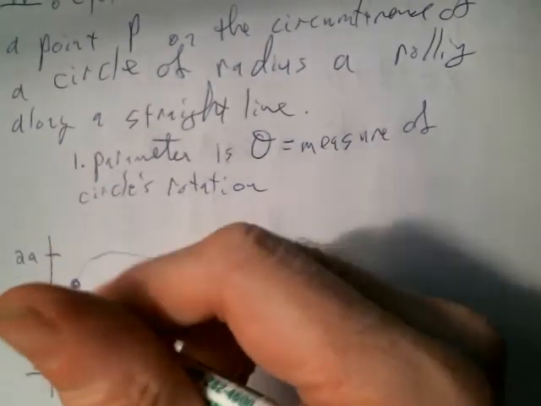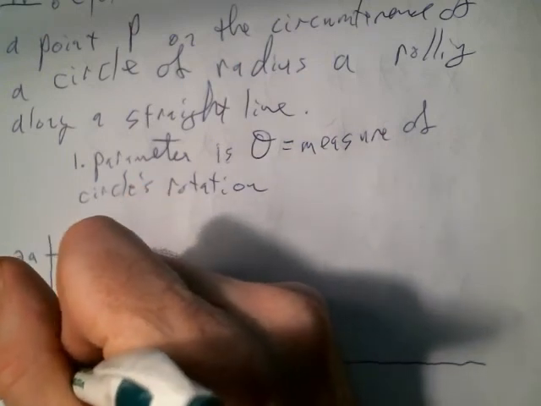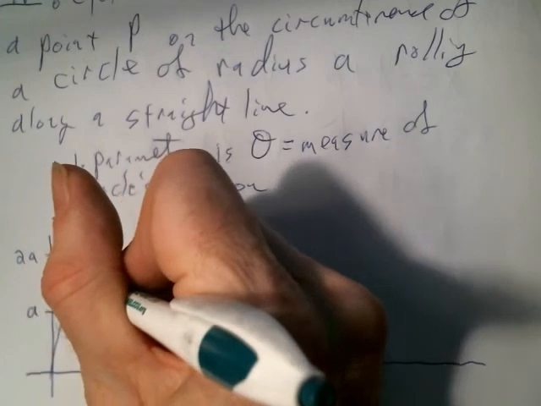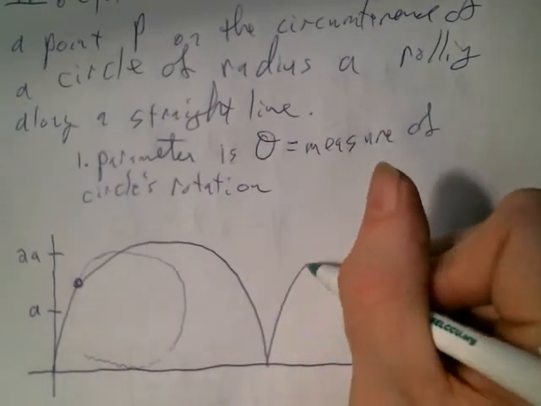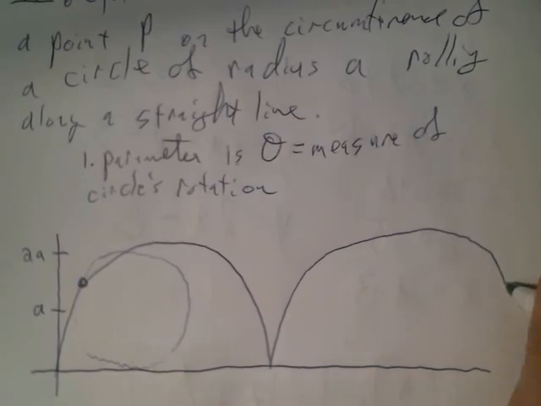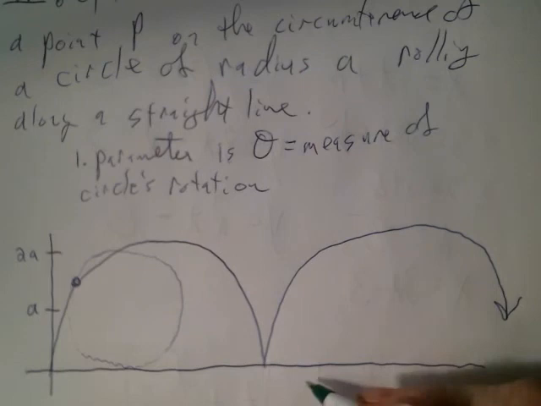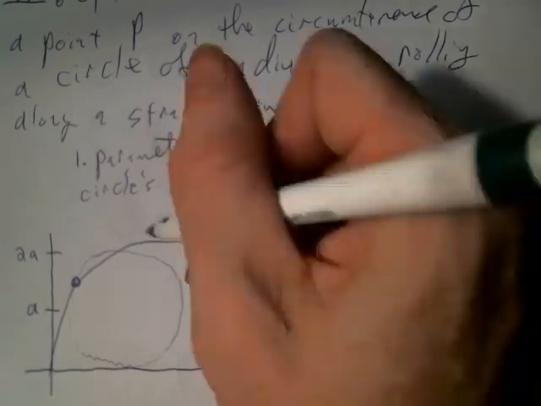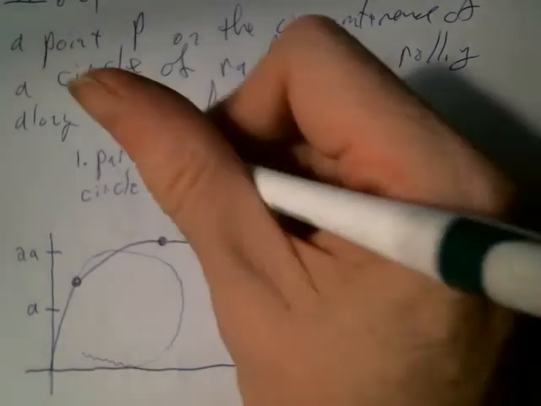So let me try to draw the pattern that's being traced out. Okay, so it's going to go something like this, and then keep on repeating. So it's going to bounce up off there. We need to locate a bunch of points to help us construct the parametric equations.